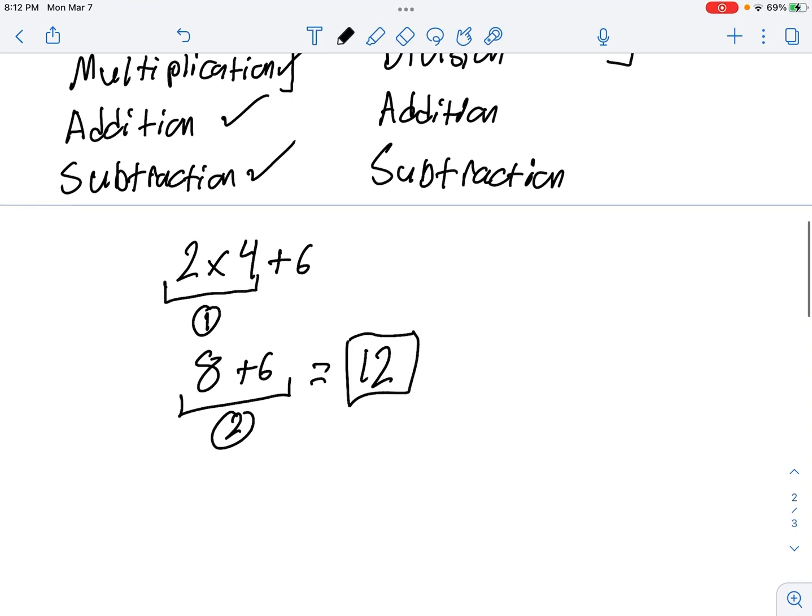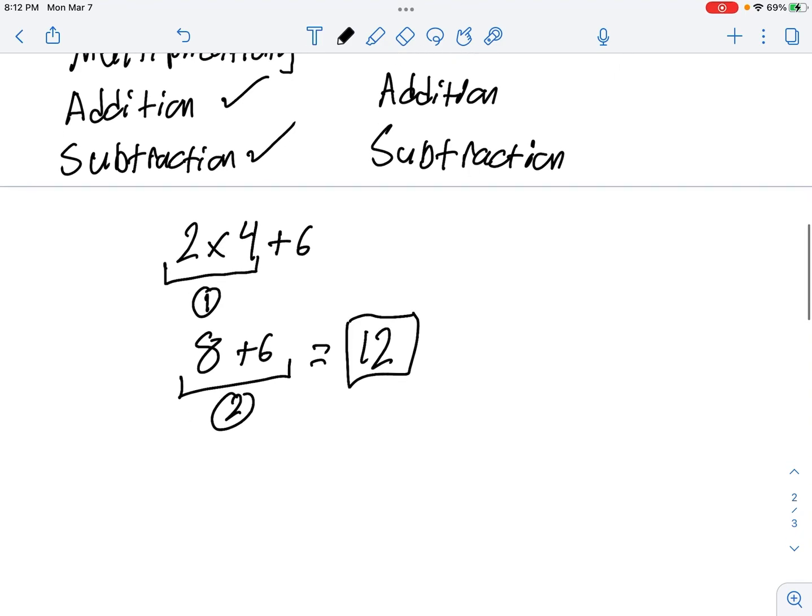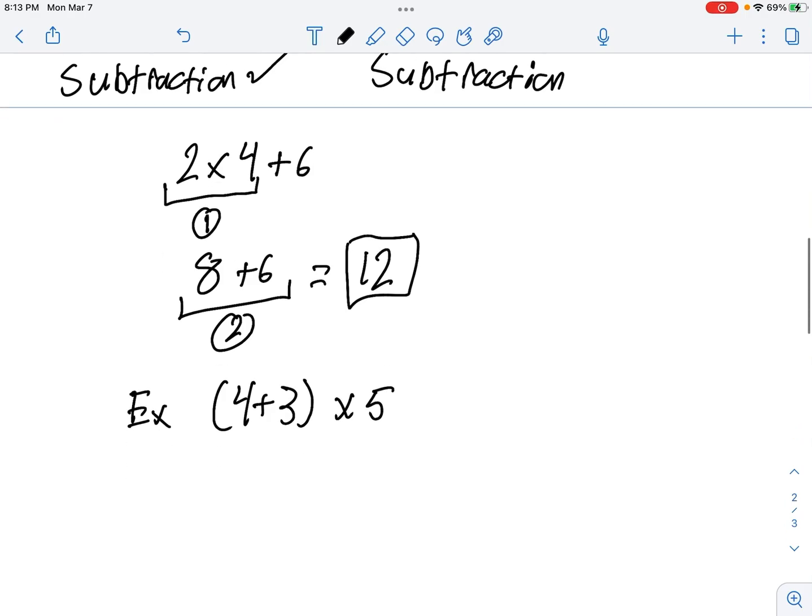All right, so let's have you guys do your own example. In this case, I'm going to write 4 plus 3 inside brackets, times 5. I want you to solve this one on your own. Post your answer in the comments below, and then in the next video we'll go over the answer itself.